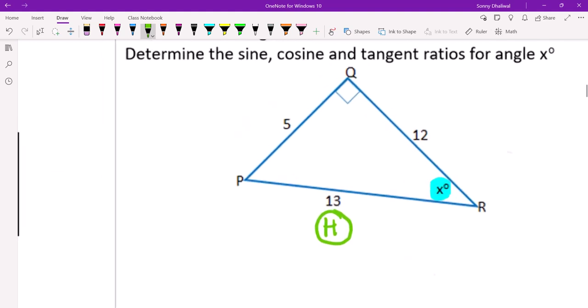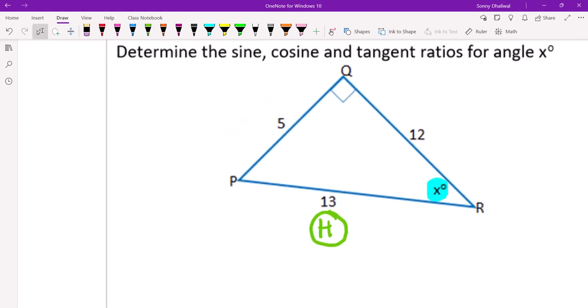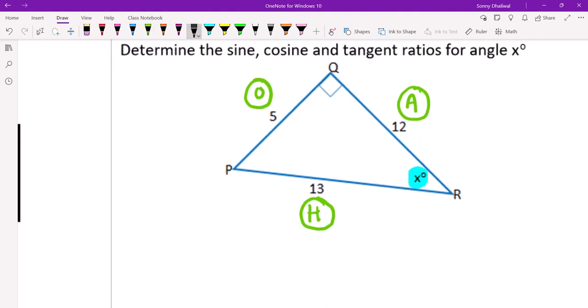Now, adjacent side. 5 or 12, Caitlin? 12. So I can give it an A. And that means this is my opposite side. Okay? So now, we're going to figure out the 3 formulas. So you go, the sine of my angle, and we don't write down theta this time because our angle is denoted with the letter x here. So sine of x is used for the angle here. And it says opposite over hypotenuse. That is the formula you're given.